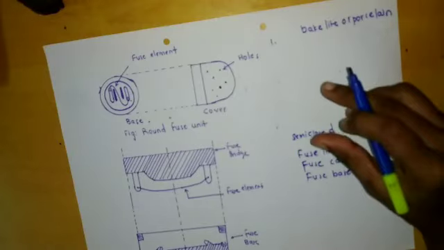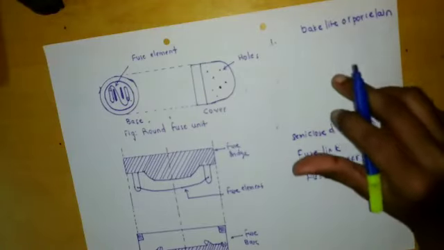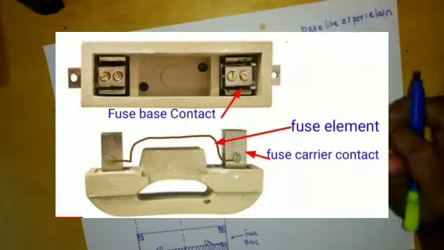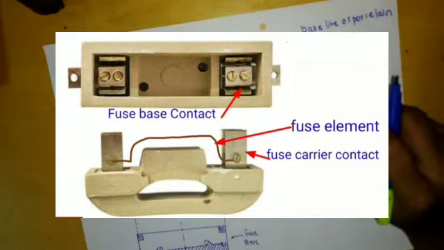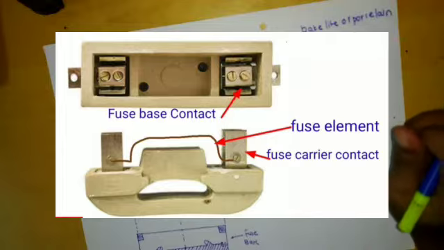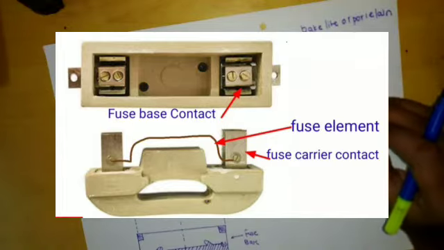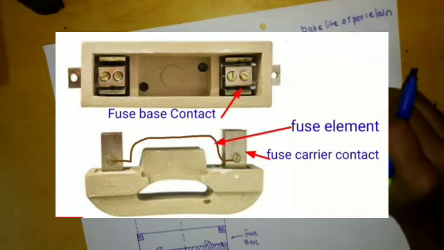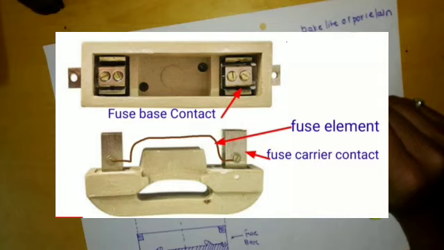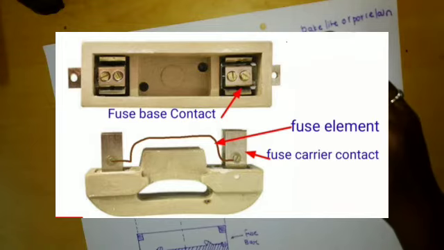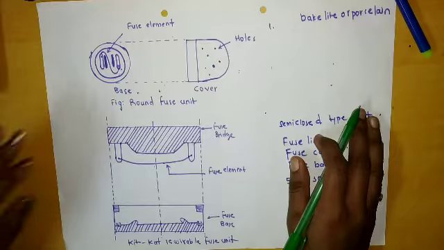You can see in the picture that I have inserted right now. The fuse carrier on which the fuse link is kept can be taken out easily, even when the switch is in the on position, and safely. In the base you can see the fixed contacts are fitted, and to these contacts are connected the wires from the supply.